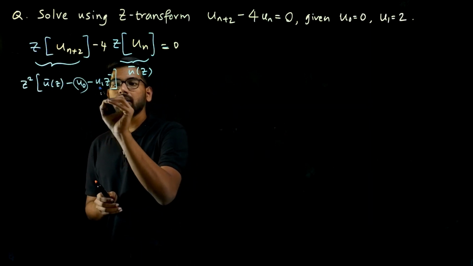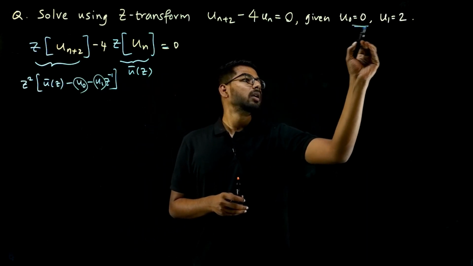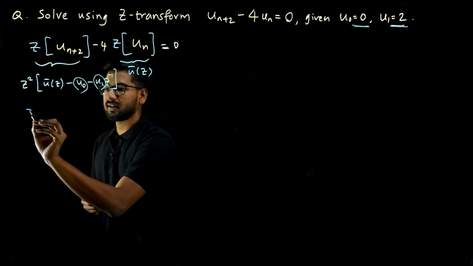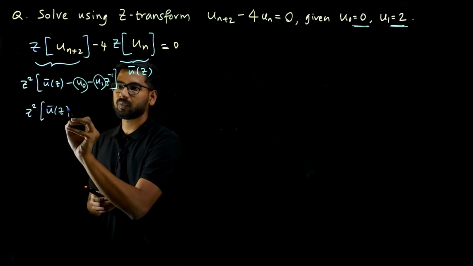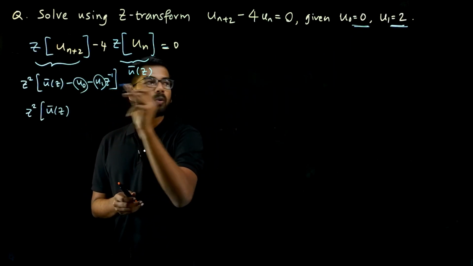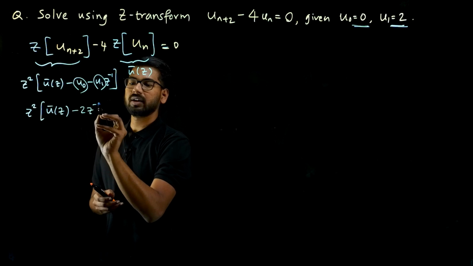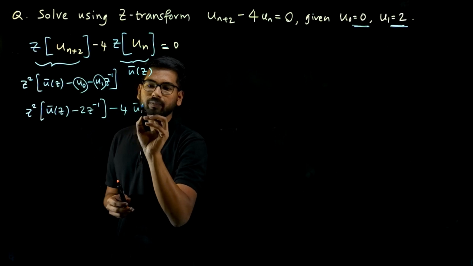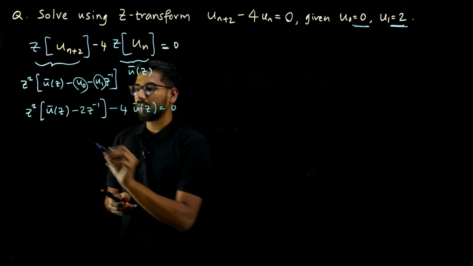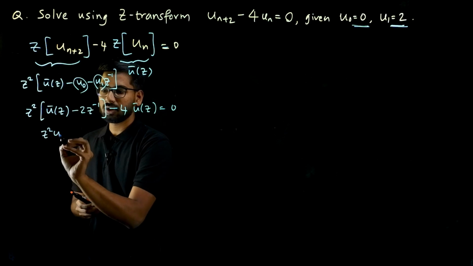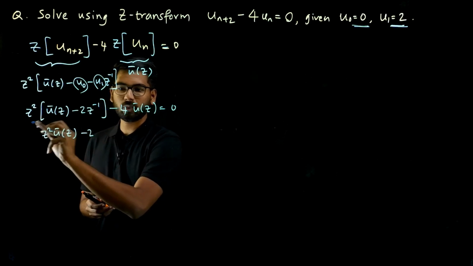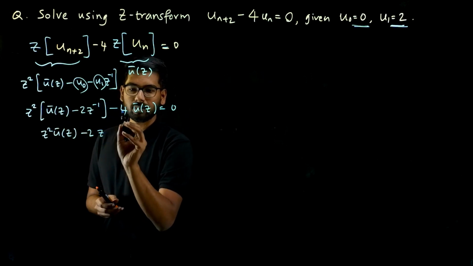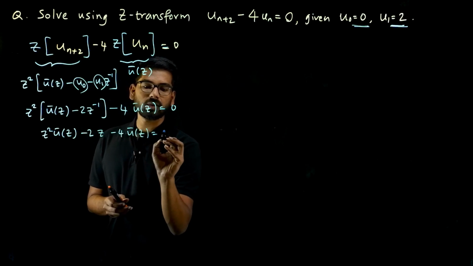And we know u naught and u1 values: u naught is 0 and u1 is 2. Substituting that, Z transform of u n plus 2 is z square in the bracket u bar of z, u naught is 0 so this term goes, u1 is 2, so minus 2 z inverse, minus 4 times Z transform of u n, which is u bar of z, equal to 0. If you multiply this inside, you will get z square u bar of z minus 2 z square into z power minus 1. If the bases are same, powers add, so 2 minus 1 is 1. So it is z square u bar of z minus 2z minus 4 u bar of z is equal to 0.